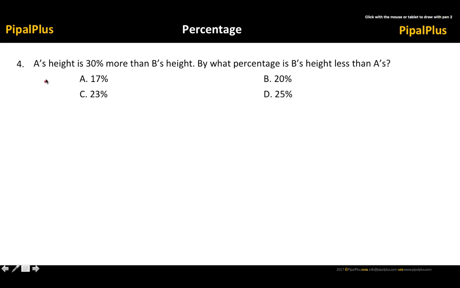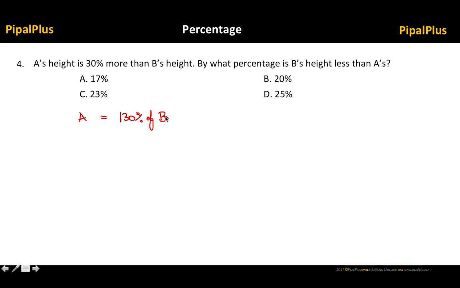This question says A's height is 30% more than B's height. So by what percentage is B's height less than A's? Yeah. So let's say A's height is A and B's height is B, right? So this sentence tells me that the relationship between A's height and B's height is that A is 30% taller than B, which means A is 130% of B, right? That's how A is. If A is 130% of B, then I can say that A is 30% taller than B, right?